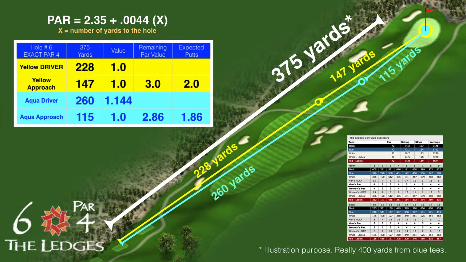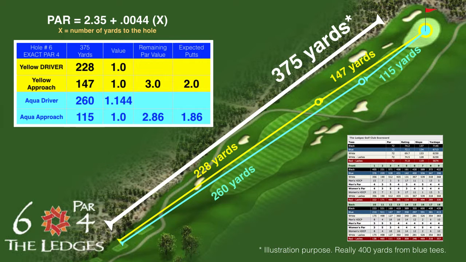How much better? The first drive cost you 1 stroke on the scorecard and gave you 228 yards. The other driver cost you 1 stroke and gave you 260 yards. To calculate its contribution, you calculate the par for the remaining distance and subtract that from 4, which is the par for that hole.